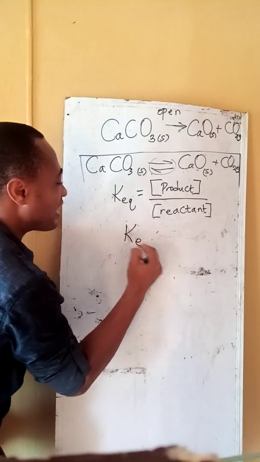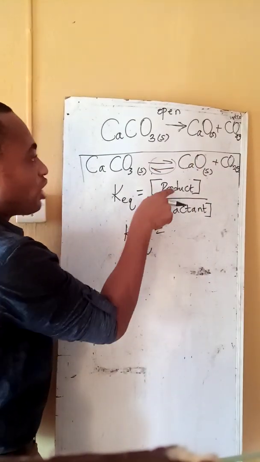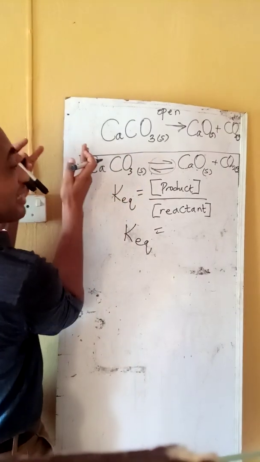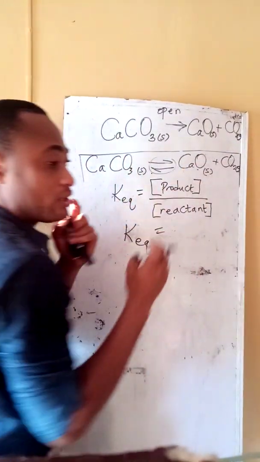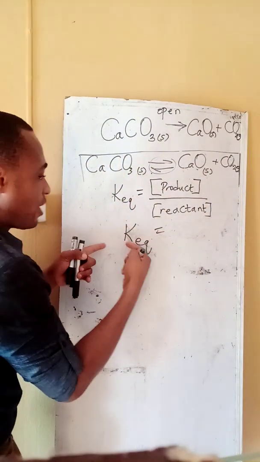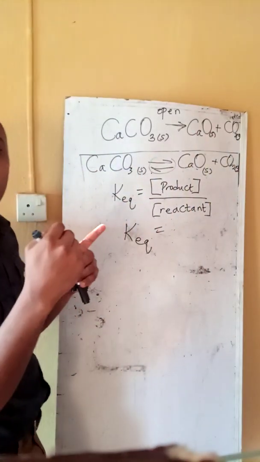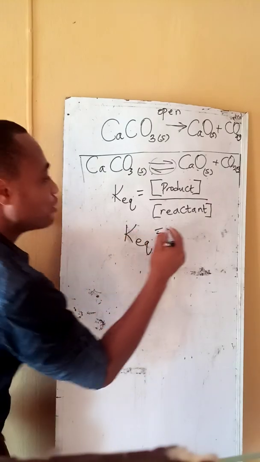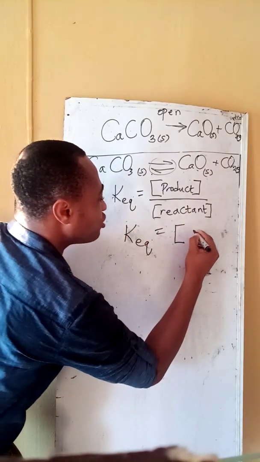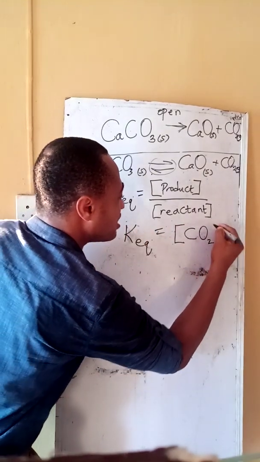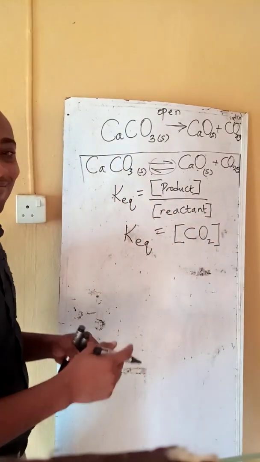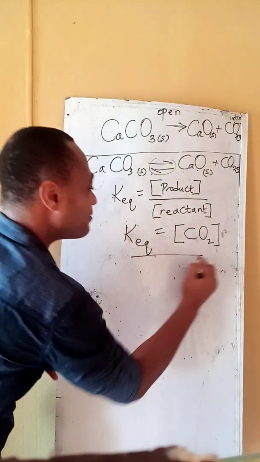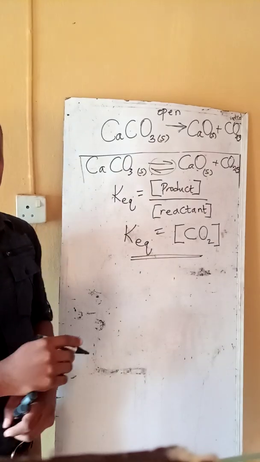So, if I'm going to get my KEQ for products, remember, this is my reactant on the left. This is my product on the right. So, the equilibrium constant for the product. Look at this. Which one is the gas? Carbon dioxide is the gas. So what you will do is concentration of CO2. And that is my KEQ for that reaction.